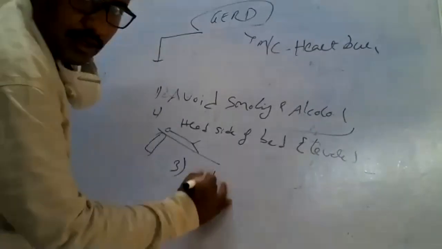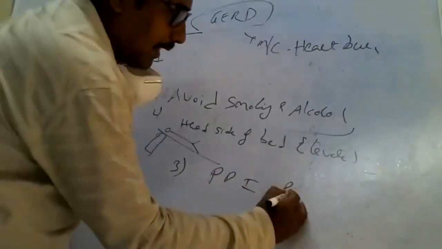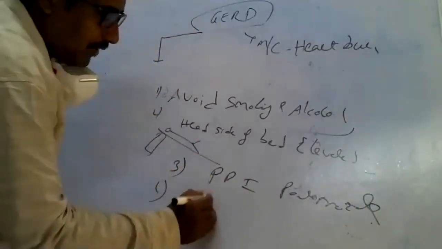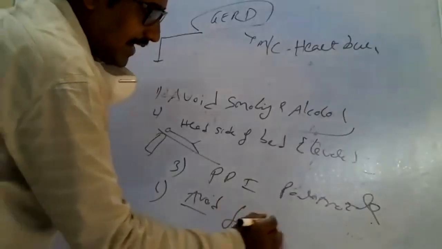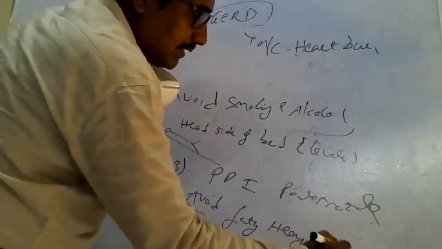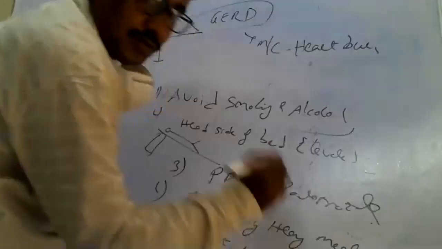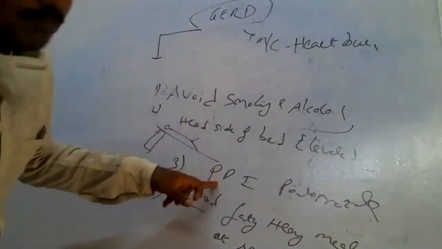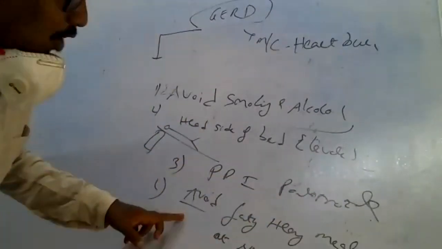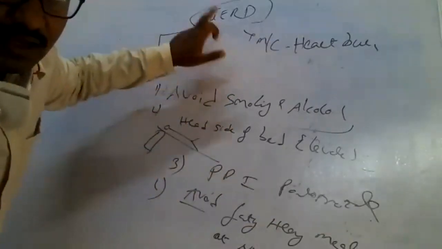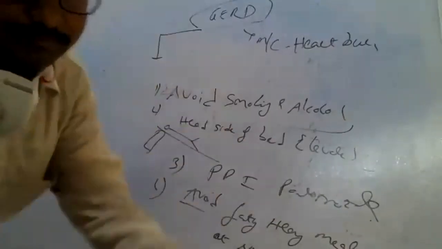Take proton pump inhibitors like pantoprazole. Avoid fatty, heavy meals at bedtime or night time. So, to prevent GERD, avoid smoking and alcohol, keep the head end of the bed elevated, use proton pump inhibitors like pantoprazole, and avoid fatty, heavy meals during the night times. If you avoid all this, you will prevent gastroesophageal reflux disease.